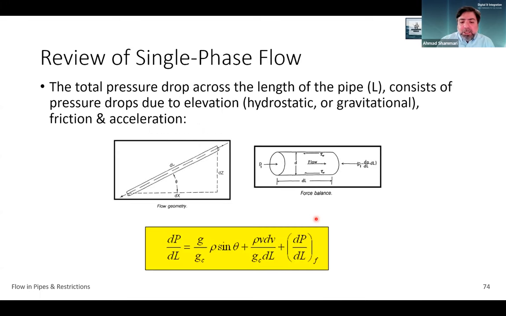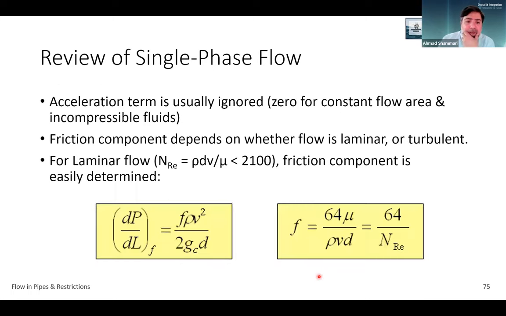So quickly, when we talk about pressure drop, right? Normally, this is an equation that combines the three components of pressure drop across any fluid flow in a pipe, right? We have what we call the acceleration term, okay? This is the gravity term. We have the acceleration term, and then we have the frictional term, okay? So gravity, acceleration, and friction, right? So the acceleration term is usually ignored. It is zero for constant flow area and incompressible fluid.